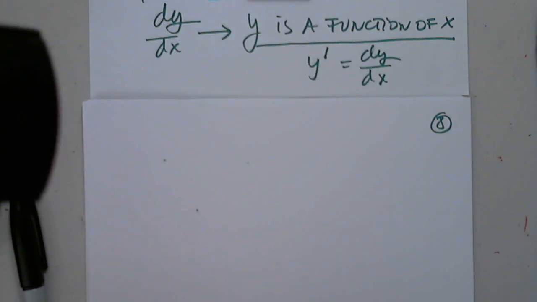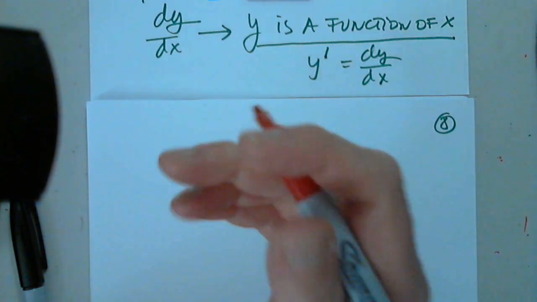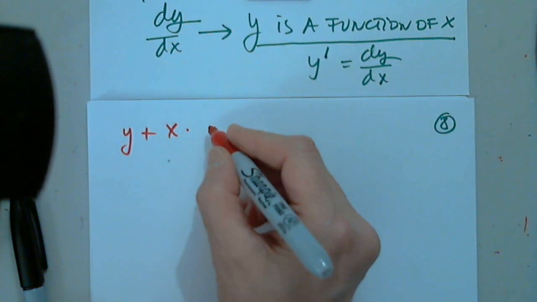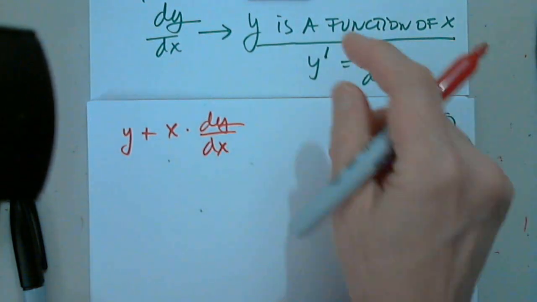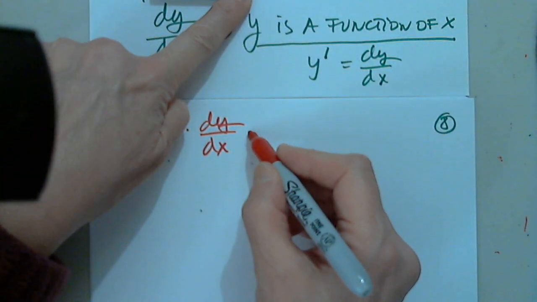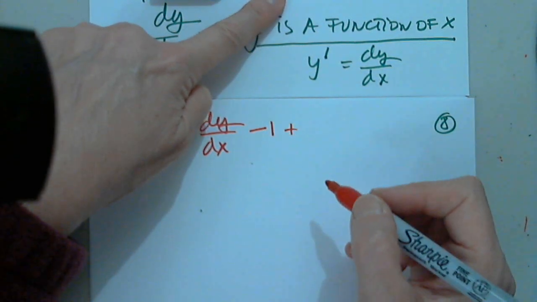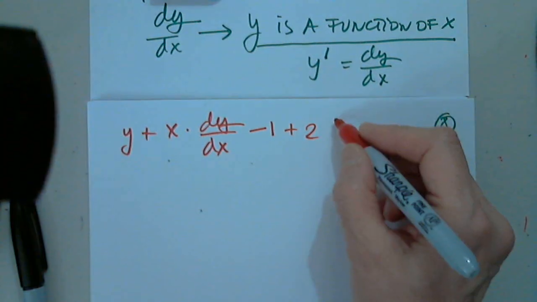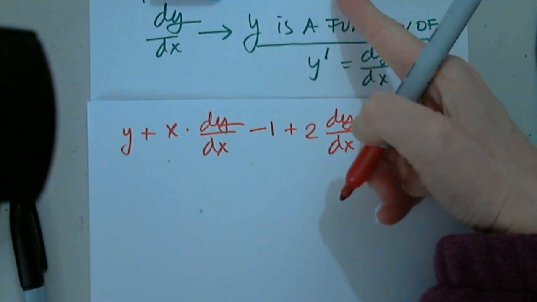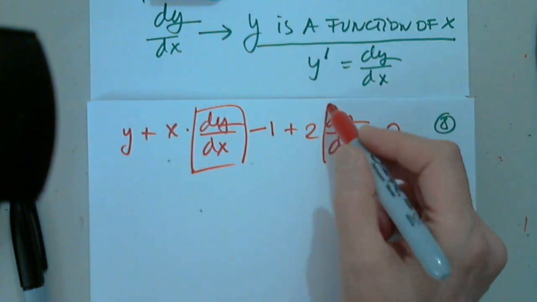Will it be y? Go ahead. y plus x times dy over dx. Yes. Very good. Minus 1. Yes. Plus 2 times dy over dx equals 3. Careful. I mean, equals 0. Excellent. That's it. This is our variable.